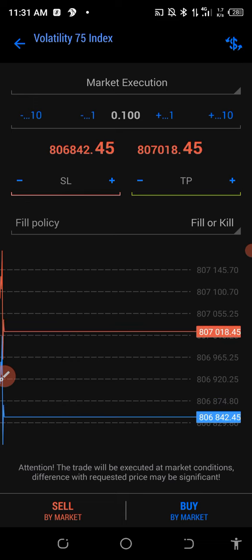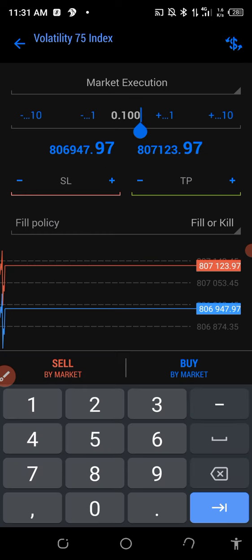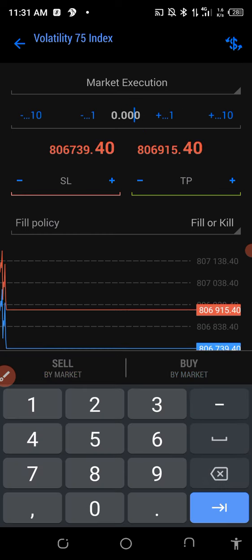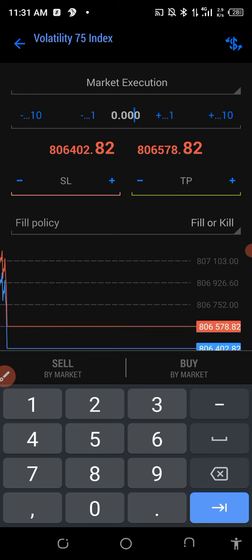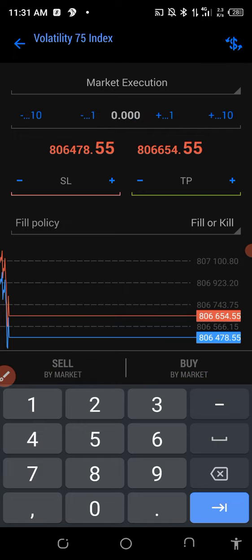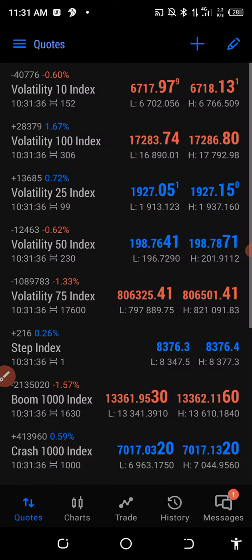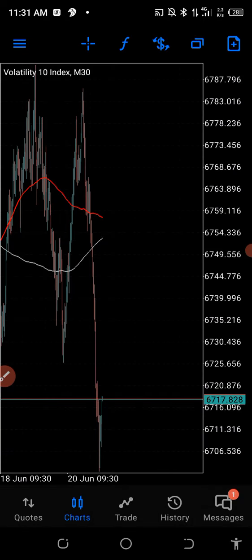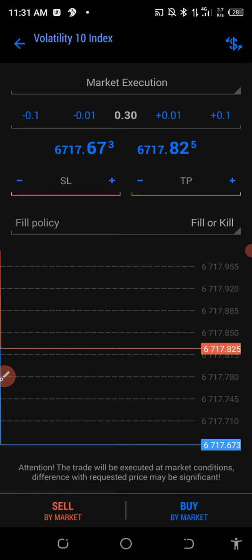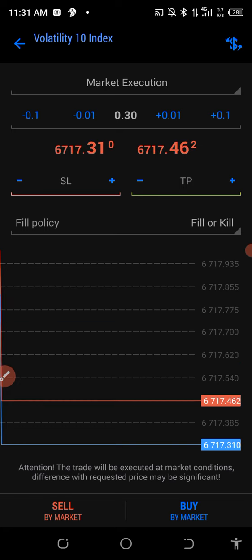Okay, so this is the synthetic market. This is the 75 Index. Are you seeing that it has several numbers after the decimal point, 0.000, which is not on the forex market. The least lot size here on 75 Index, you can actually use 0.001. And then other indices vary, unlike the forex market where they are all the same, but here they all vary. Are you seeing this one? The least lot size you can use here is 0.30, which is what? A mini lot size on the forex market.